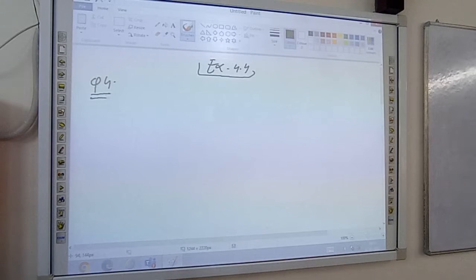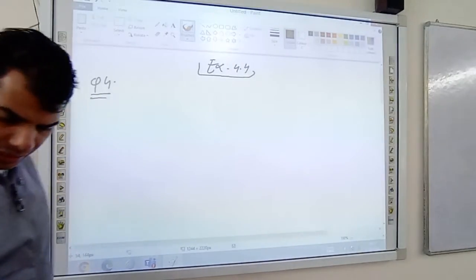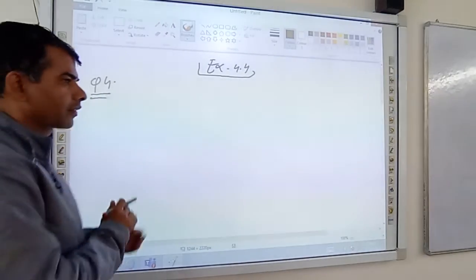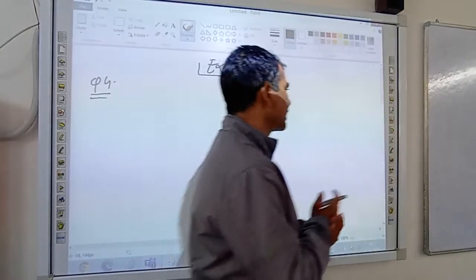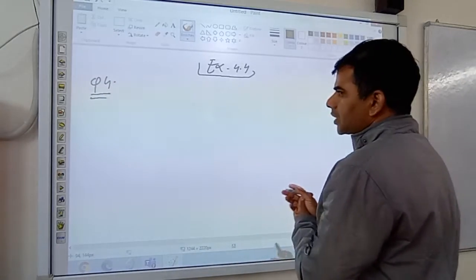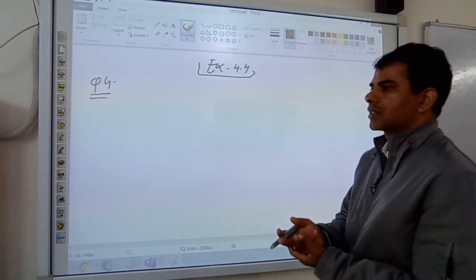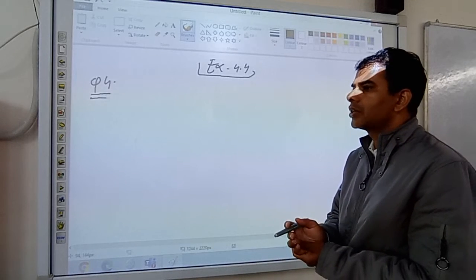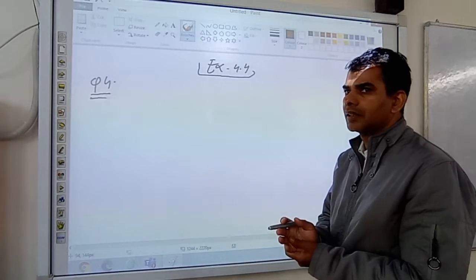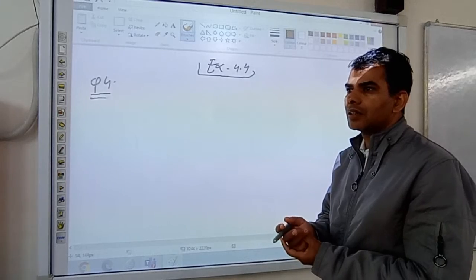The sum of ages of two friends is 20 years. Four years ago, the product of their ages in years was 48. First of all, we consider the age of the first friend to be x years. What will be the age of the second friend? It is 20 minus x.